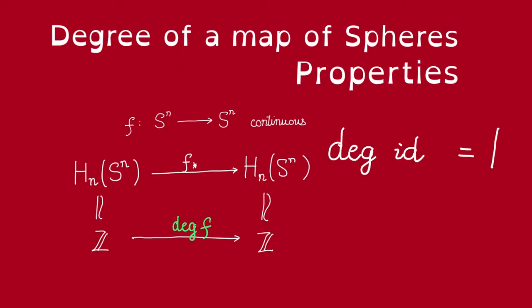Well, observe that if f is the identity, then the induced map on homology group is also the identity, i.e. it's just a map multiplication by 1, so the degree of f must be 1.